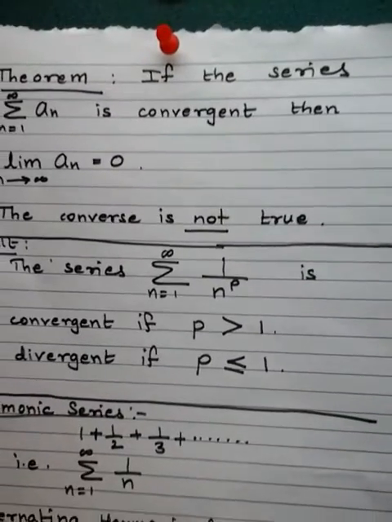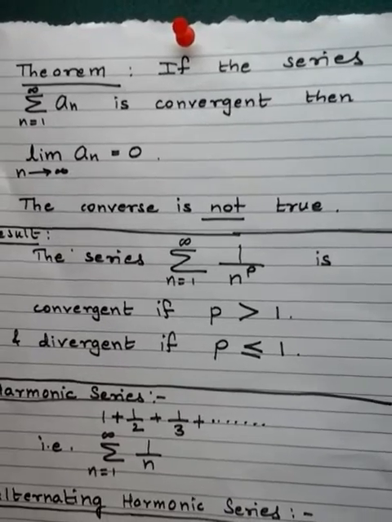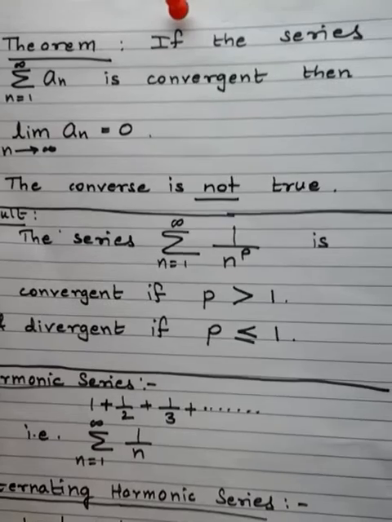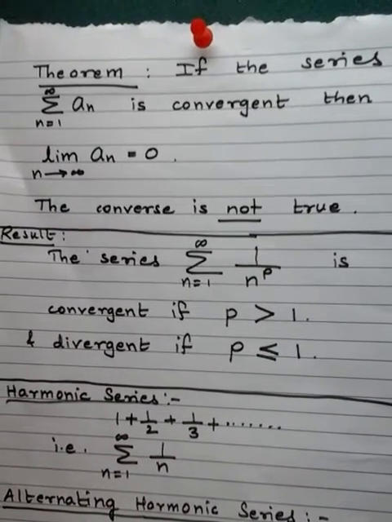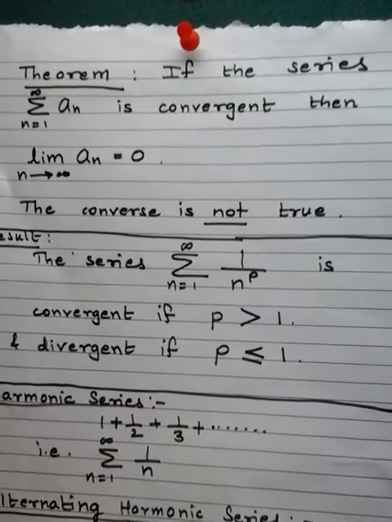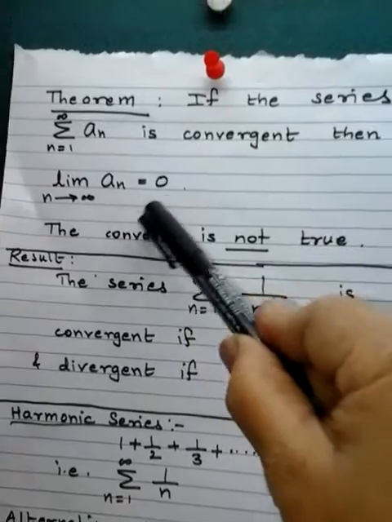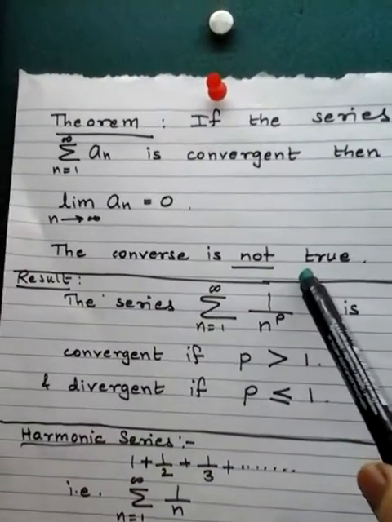Dear students, this is the revision for your class test. Let us recall some theorems which will be required for further questions. The theorem says if the series summation an, where n goes from 1 to infinity, is convergent, then limit of an is 0. But the converse is not true.